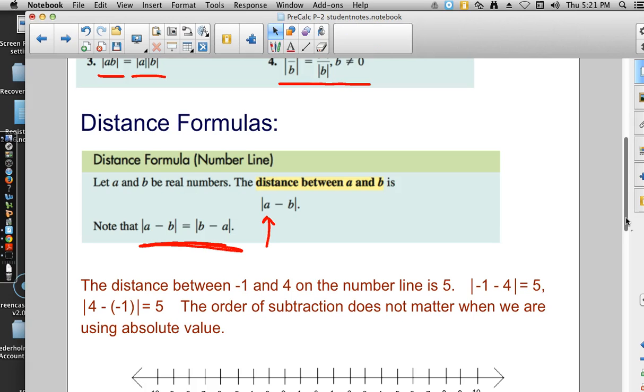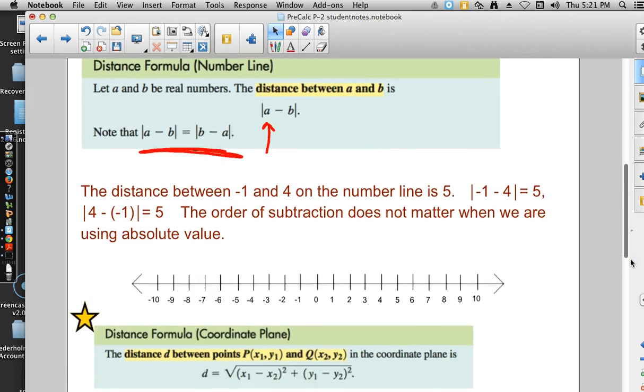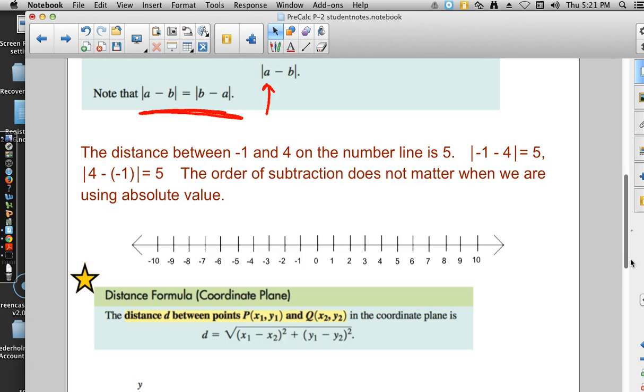That's what we're doing. So down here it says the distance between -1 and 4 on a number line is 5. And that would be because the absolute value of -1 minus 4 is 5. But what if we did the absolute value of 4 minus a -1? We're going to get 5 either way. So the order of the subtraction does not matter when we're using absolute value. We just want to know how far is it from here to here. That's the distance we want right there. That's what we want to know about.